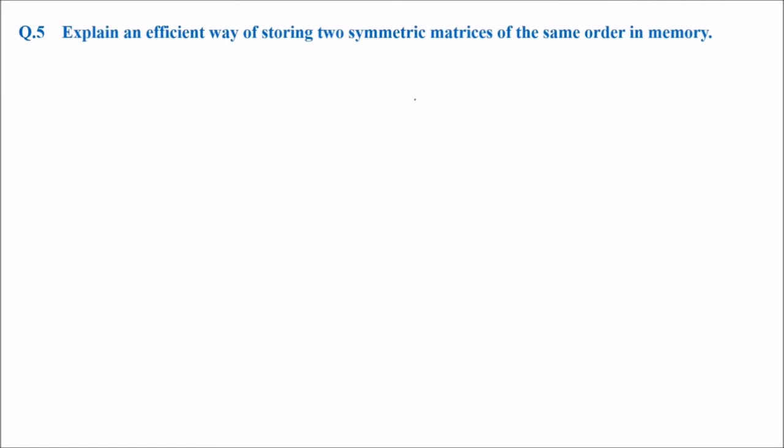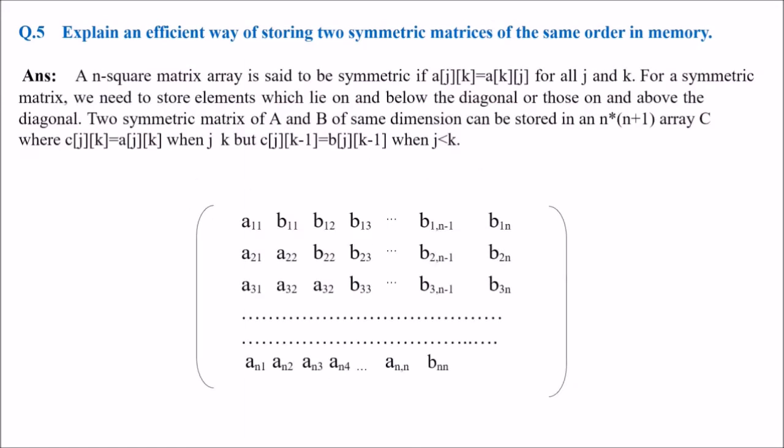Then, explain an efficient way of storing two symmetric matrices of the same order in memory. An n square matrix array is said to be symmetric if A[J][K] is equal to A[K][J] for all J and K. Okay. If A[J][K] equals A[K][J] for any n square matrix, we say it is a symmetric matrix. For a symmetric matrix, we need to store elements which lie on or below the diagonal, or those on and above the diagonal. So the two symmetric matrices A and B of the same dimension can be stored in an n into n plus 1 array.